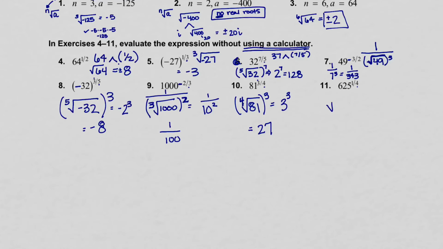My root is 4, so I've got the fourth root of 625. And it's to the first power, so I don't need to write any power or any exponent there. I can just go ahead and plug into my calculator and find what it is, and that is 5.